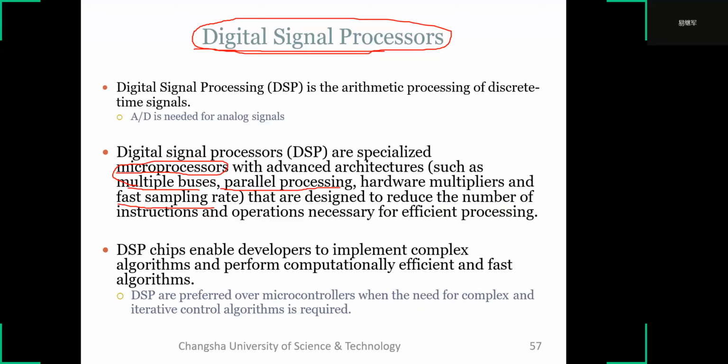DSP are preferred over microcontrollers when a complex and iterative control algorithm is required. Complex and iterative control algorithm.